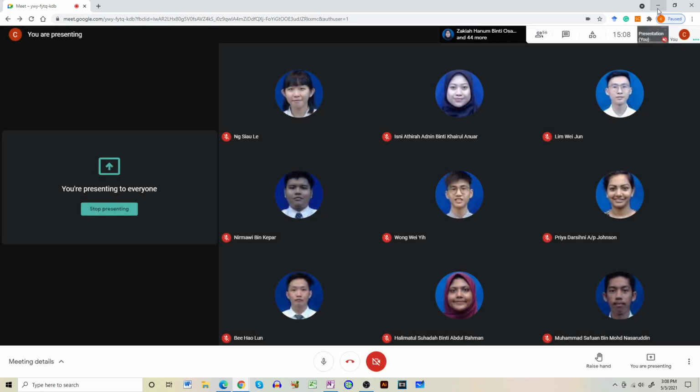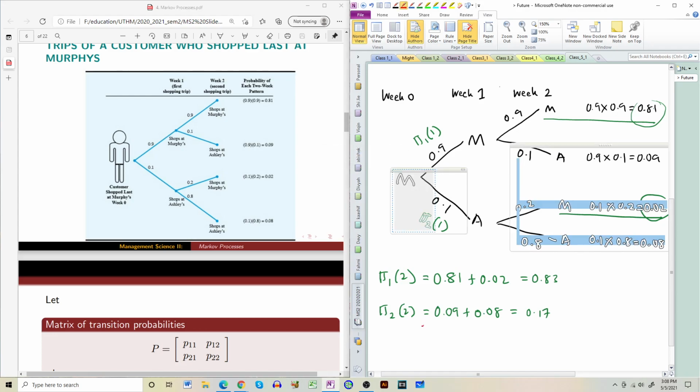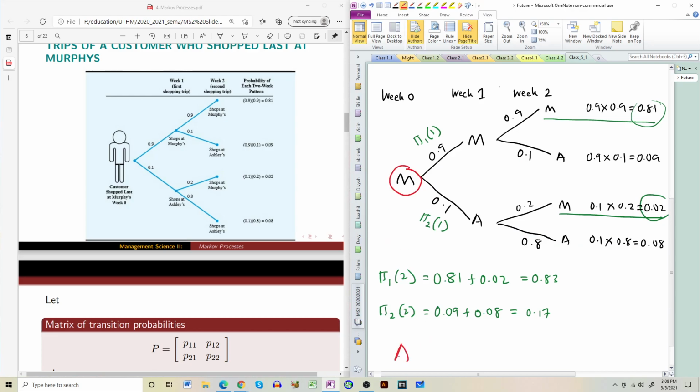Okay, what you have to do now, instead of Murphy's, you don't take Murphy's, you start with Ashley's. Do the same computation that I did here and see what happens.